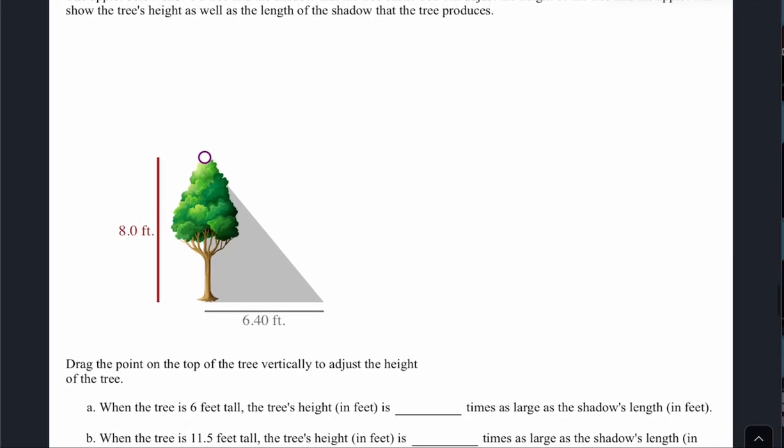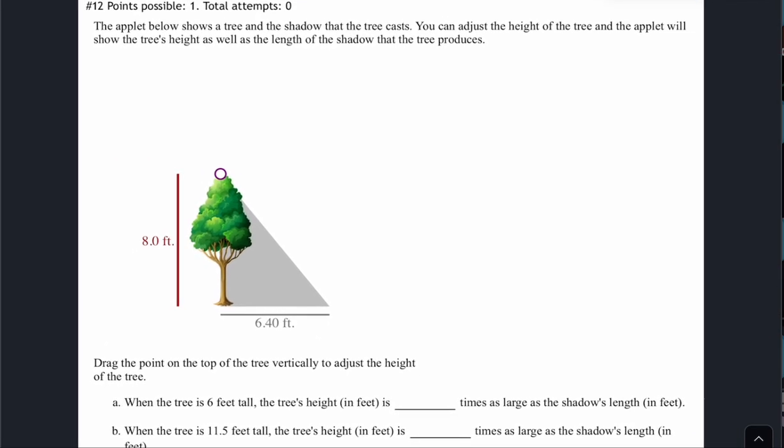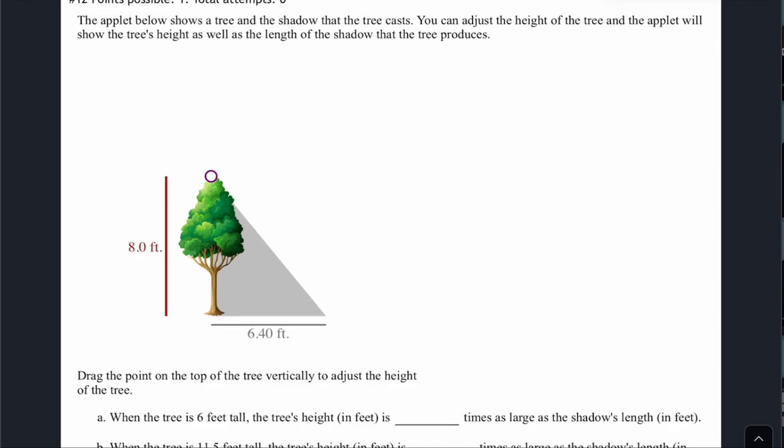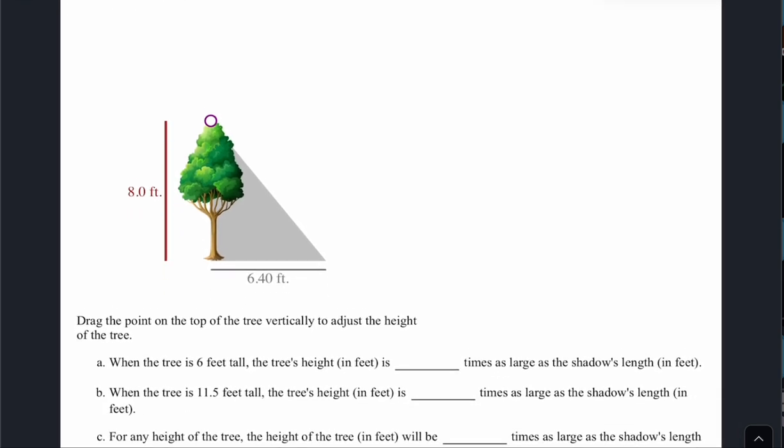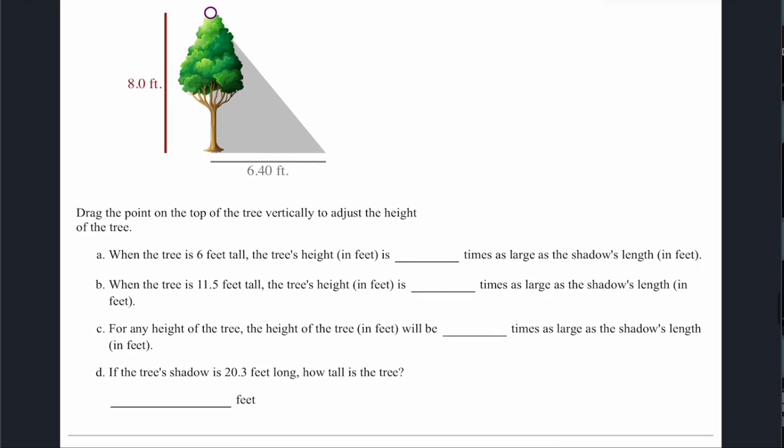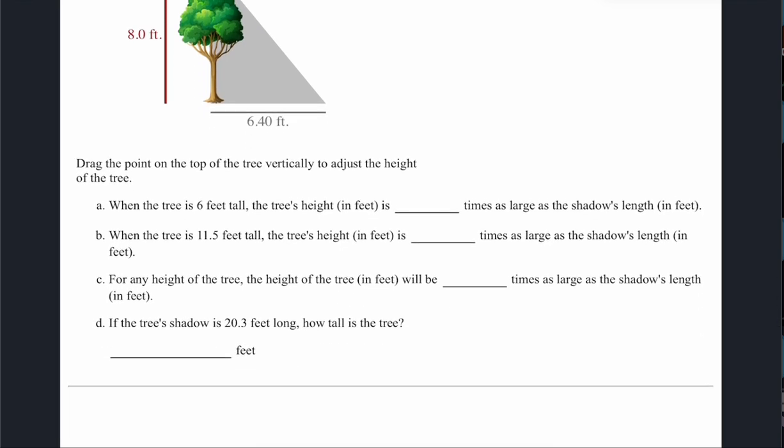Okay, let's look at this one. It says the applet below shows a tree and the shadow the tree casts. You can adjust the height of the tree, and the applet will show the tree's height as well as the length of the shadow that the tree casts. And it says to drag the point around. Now mine is a paper copy of this, so there's no dragging that I can do. But one thing that they are trying to get you to see is the proportionality of this.